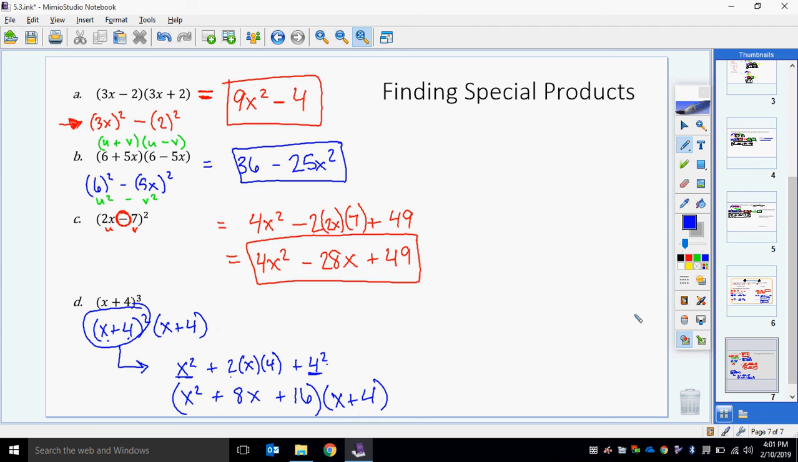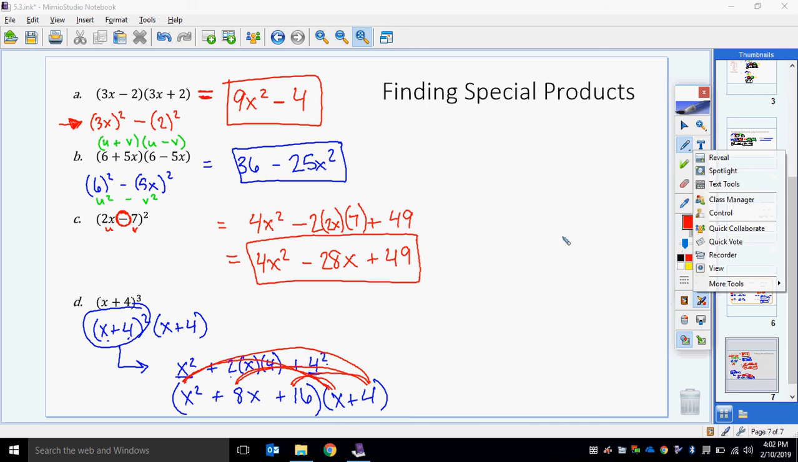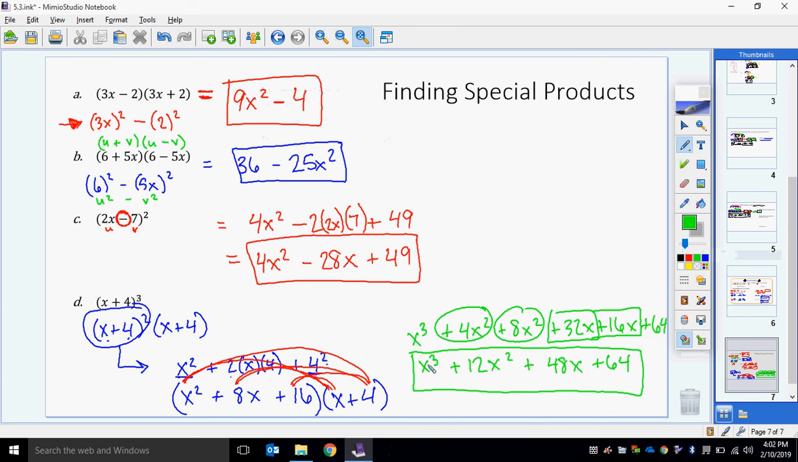So now we're back to the beginning of our notes where we distribute to every term. So why don't you go ahead and do that and finish out the problem and make sure each term in the first is getting to each term in the second. Okay, hopefully when you distribute you got x cubed plus 4x squared plus 8x squared plus 32x plus 16x plus 64. Then combine your squares and your x's to get a final answer of x cubed plus 12x squared plus 48x plus 64.